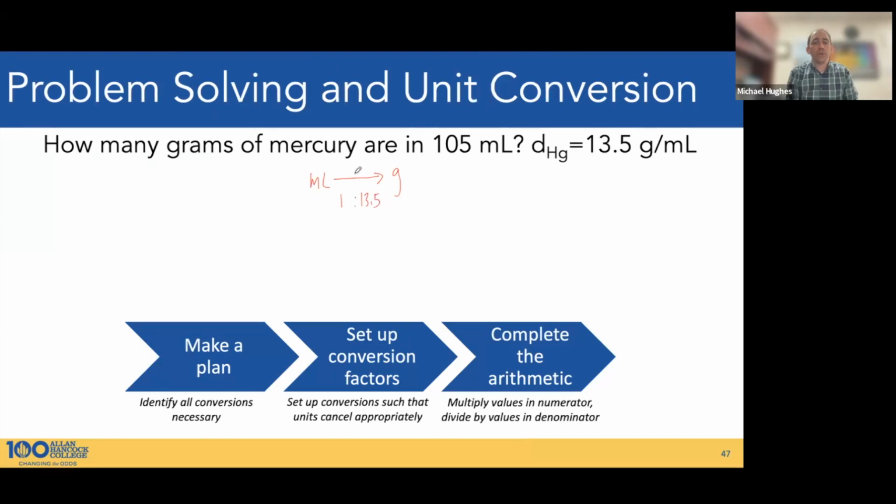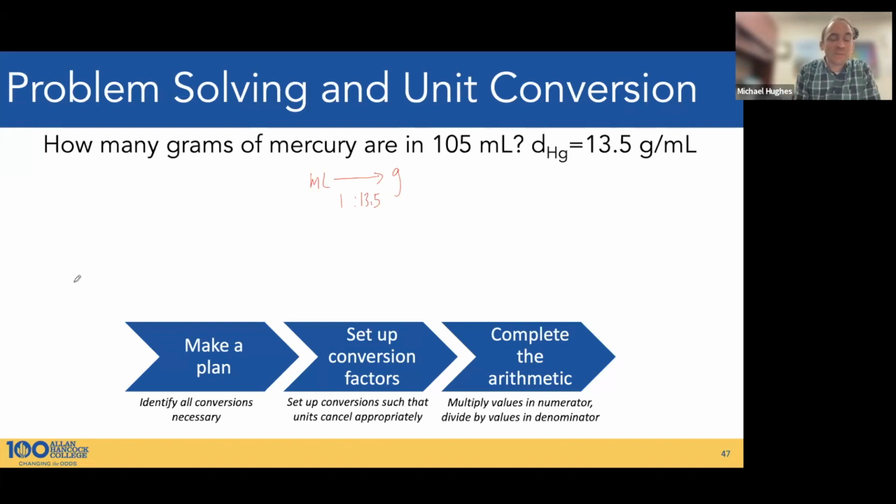If you have 1 mil of mercury, it's going to weigh 13.5 grams in your hand. And if you have 13.5 grams of mercury in your hand, you have 1 mil of volume of mercury in your hand. But more importantly, you need to rinse your hand off and possibly go to a doctor for mercury exposure. So don't hold mercury in your hand.